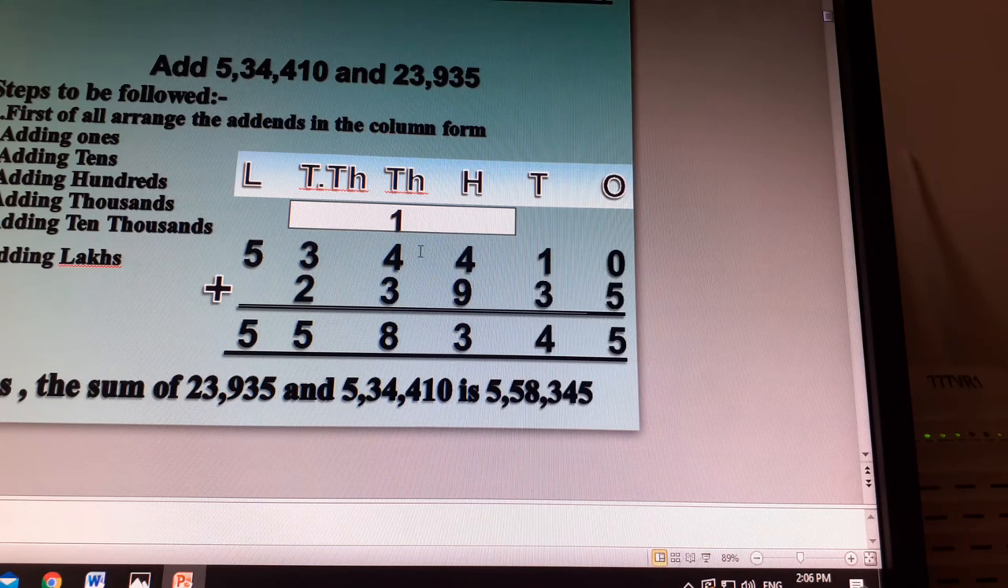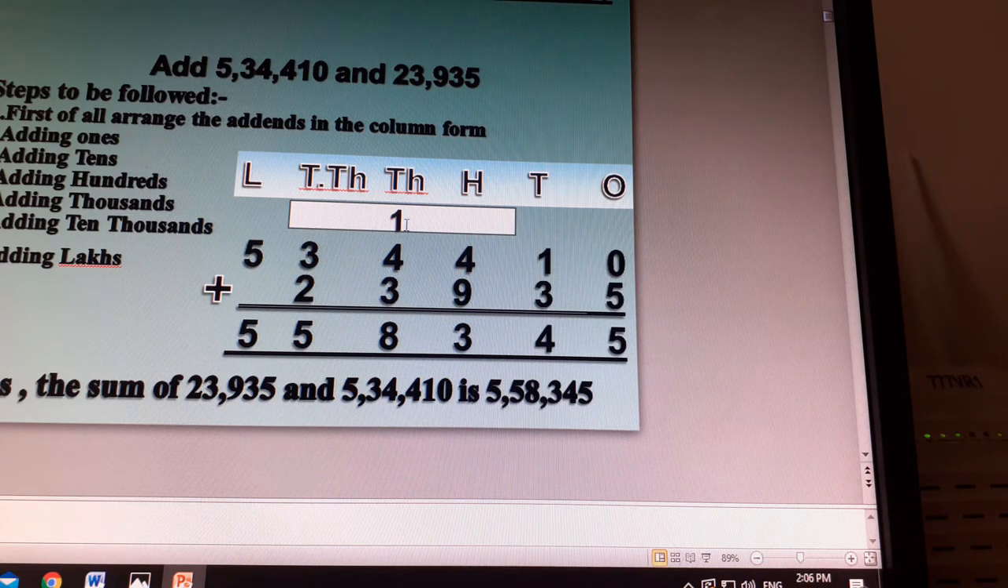Now, in the next column, by the same method, we will add 4 plus 3, which is 7. Now we will add the carry number. When we add the carry number, it becomes 8. Now children, what will be the next column? 10,000. When we add 3 and 2, the answer is 5. In the last, lakh, adding lakh. But there is no other number. So we will write 5 again at the bottom.